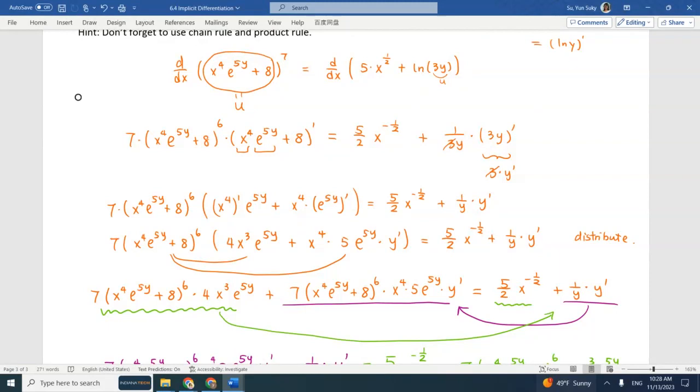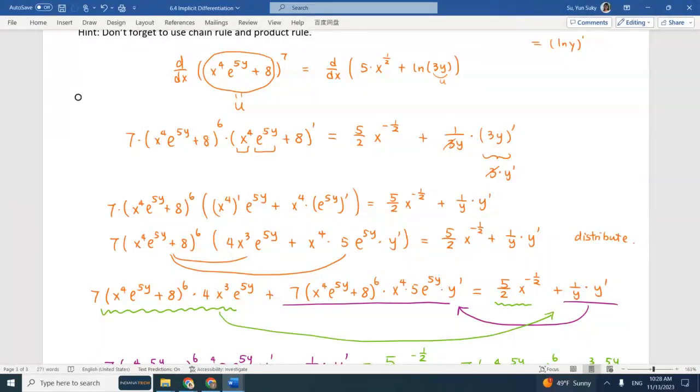The green one? Okay, so after we distribute, you have some terms with y prime, and you have some terms without y prime, right? So you want to move all the terms with y prime to the left-hand side. Move means both sides add or subtract some terms, right? So, are you okay with this step? This term has no y prime. You want to move it to the right. How do you move to the right? Both sides subtract this term, right?